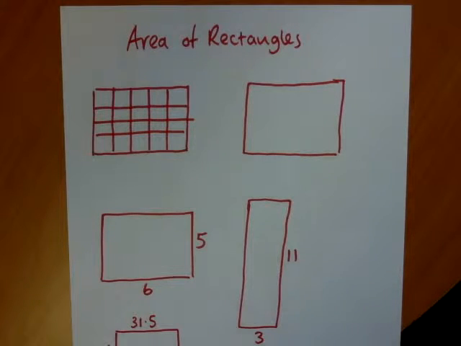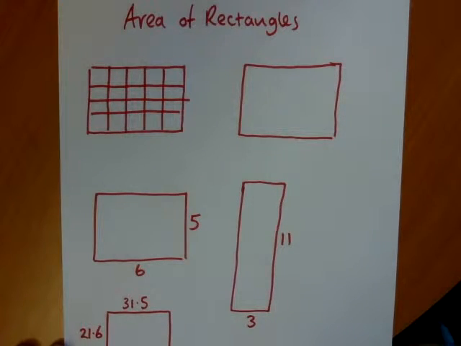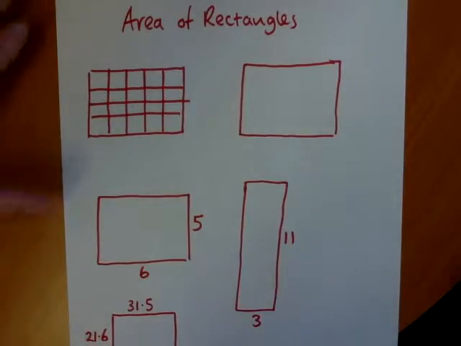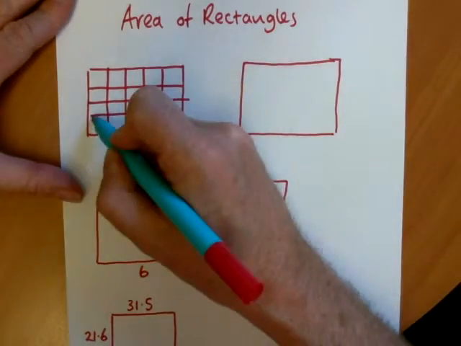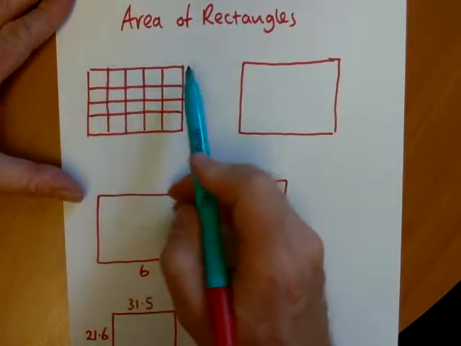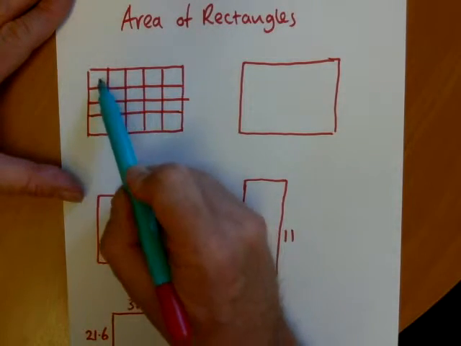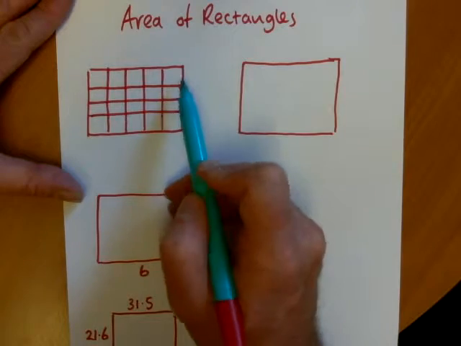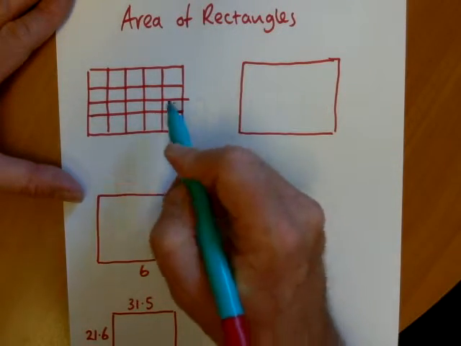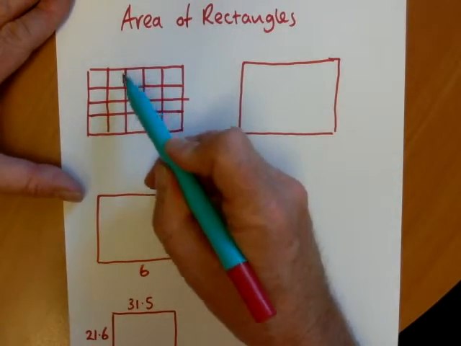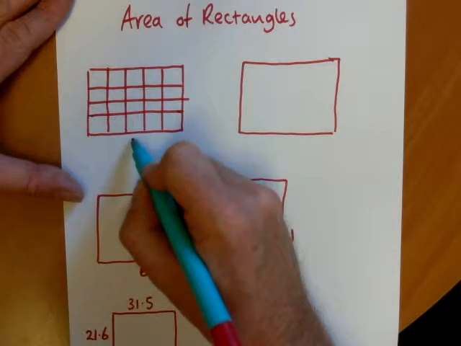So in this video we're going to look at the area of rectangles. Now you've seen from a previous video, if you've watched it, that we can work out the area of a rectangle if it's marked out in squares simply by counting. So if I was to count up all the squares here, I would have 20. Now the reason I was able to tell you it was 20 without counting is there's a better method.